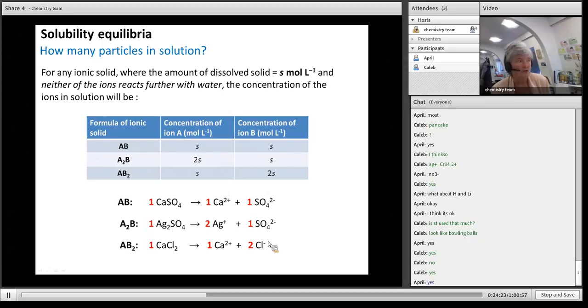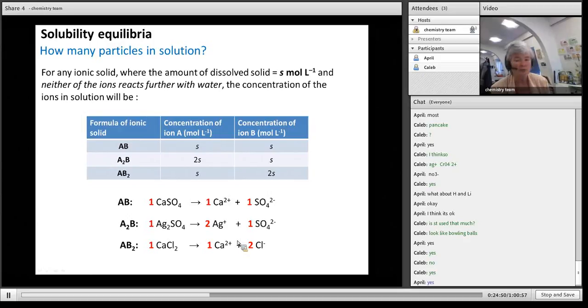So please note that this is when I have nothing else present except pure water, and also I'm assuming that neither ion is going to react further with water. And don't worry, at level 3 you're not given those ions, so you won't be expected to do any calculations of those that react further.